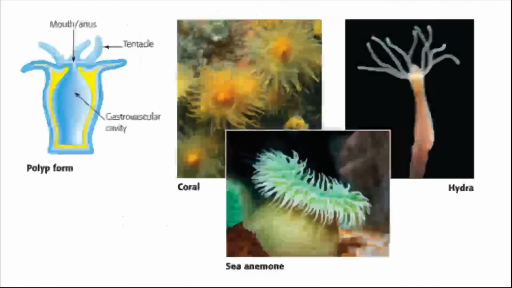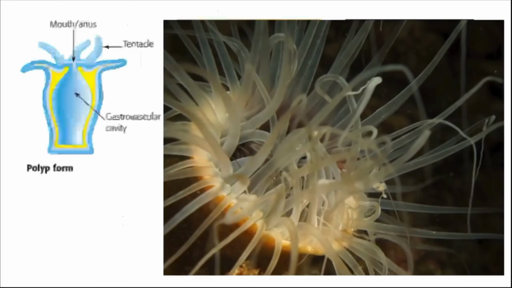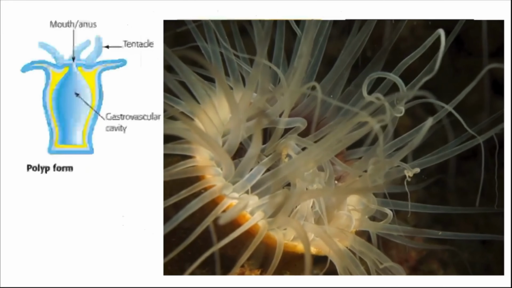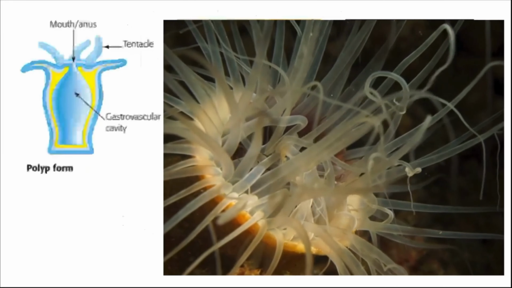Cnidarians have several different body forms. One is the polyp form. In a polyp form, the cnidarian is grounded or rooted onto the substrate. Examples of polyp cnidarians are the corals, sea anemones, and the hydra. You can see that the digestive system of cnidarians is simple. There's a mouth that's also the anus. There's also a gastrovascular cavity where digestion occurs. The tentacles are often used to capture prey, which is then moved into the mouth.